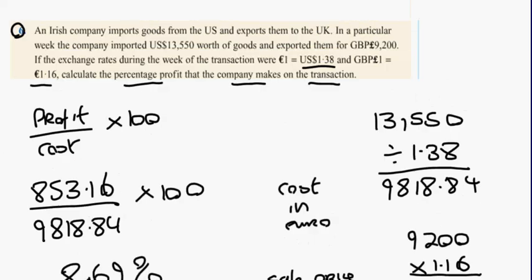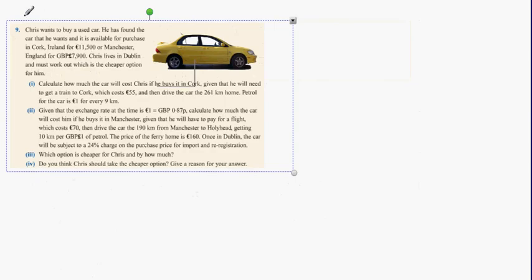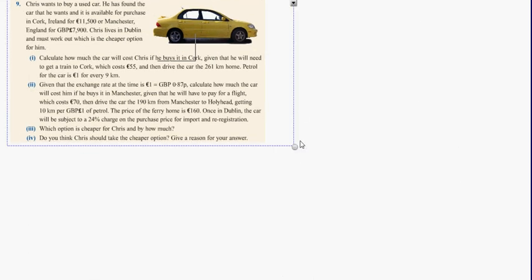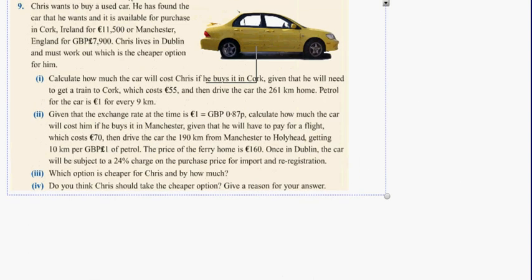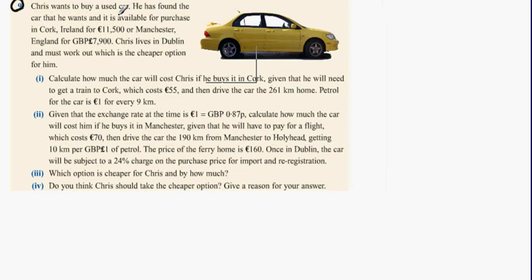Now moving on to question 9. Chris wants to buy a used car. He found out that the car he wants is available to purchase in Cork for €11,500 or Manchester for £7,900. Chris lives in Dublin and must work out which is the cheaper option for him. Calculate how much it will cost Chris if he buys the car in Cork, given that he'll need a train to Cork, which costs €55.